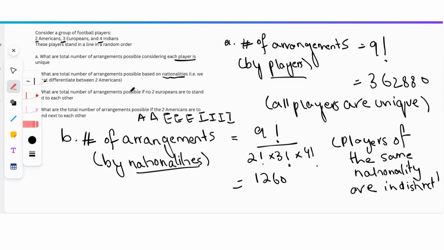So there is a difference between part A and part B. In part B, we're finding the total number of permutations where some objects are treated as indistinct, and here players of the same nationality are treated as indistinct. So you have to divide by their respective permutations.